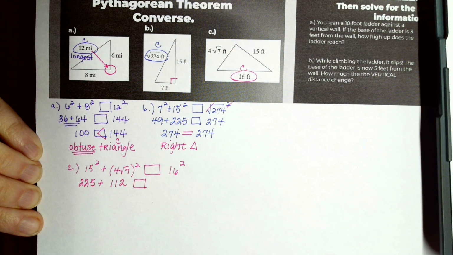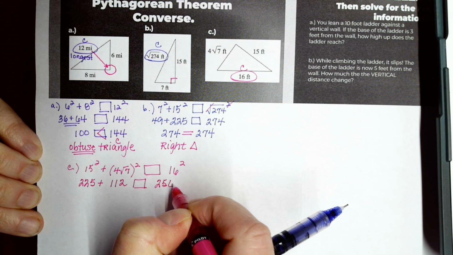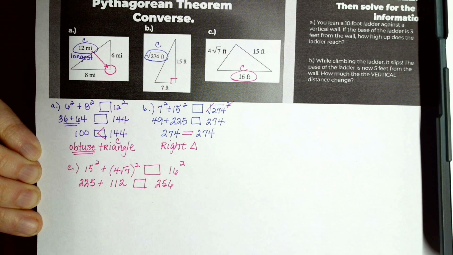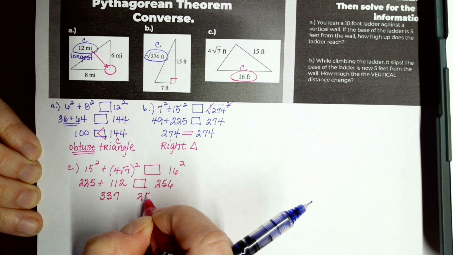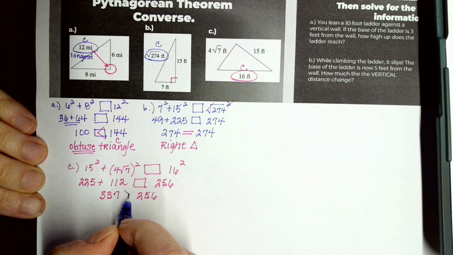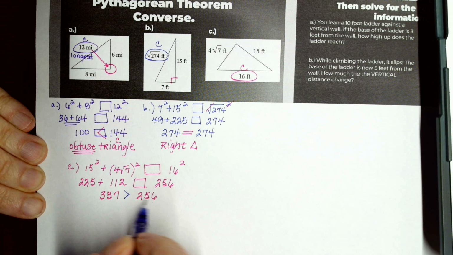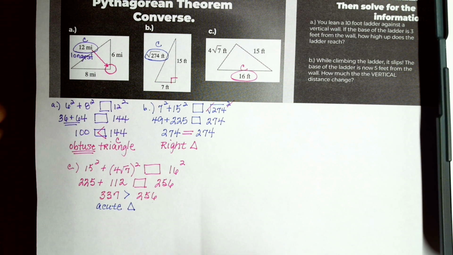And we're curious, how does that relate to 16 squared? That's going to be 256. All right, so 225 plus 112, 337, and 256. Well, this time C does not win, right? Alligator always eats the bigger number. So in this case, my C is smaller. So if the C side is smaller, this is what we call an acute. That's an acute triangle.